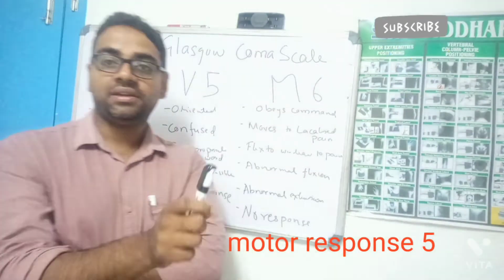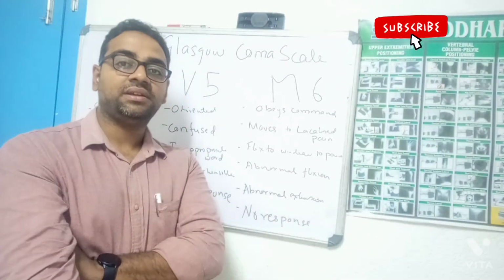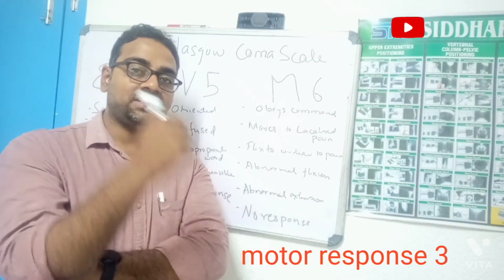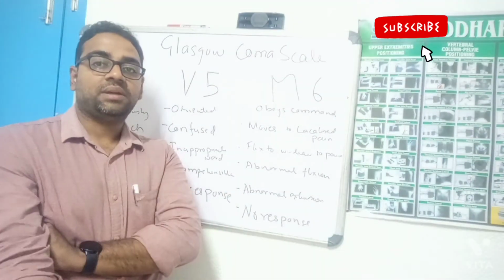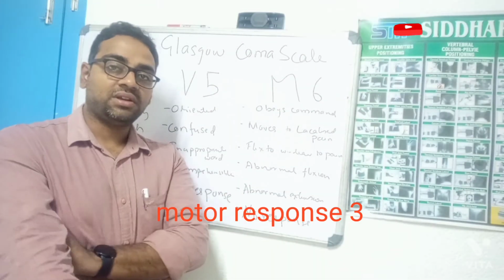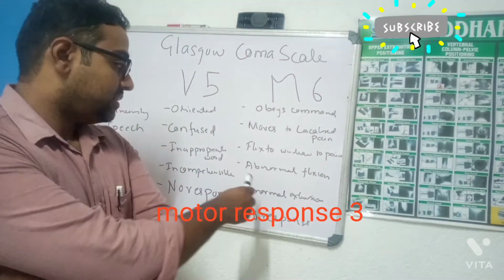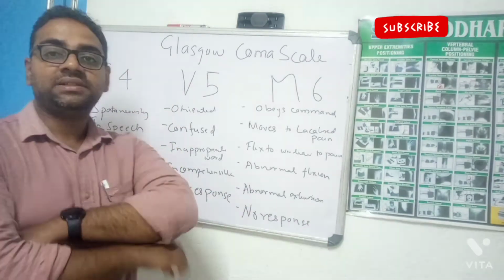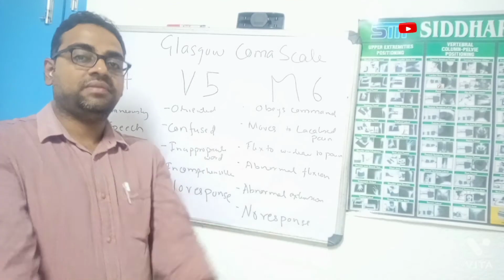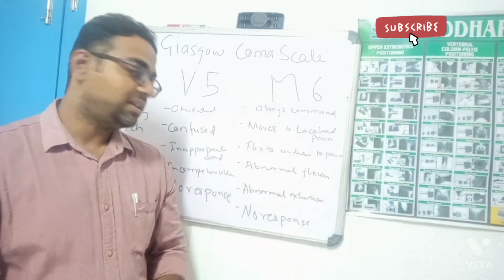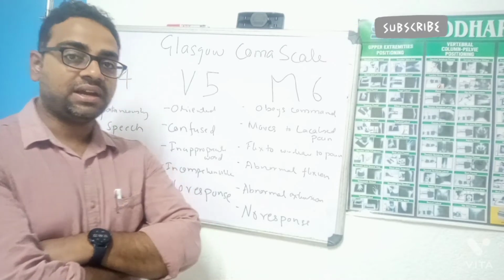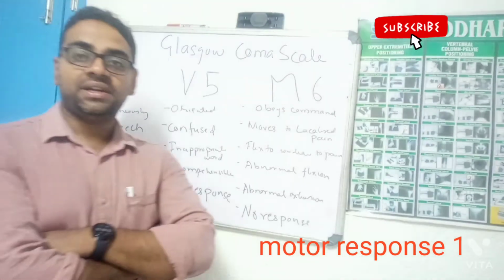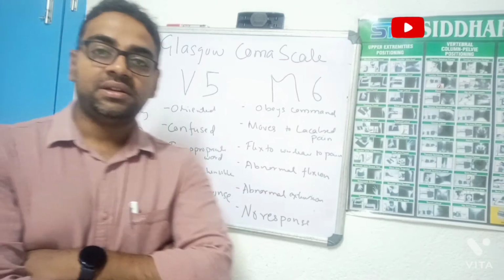Then if there is pain and he flexes his limb, then it is M4. Then abnormally withdraws the hand, not fully, then it is M3. And if after pinching he extends his hand, then it is abnormal extension, M2. And last is no response, that is M1. So there are E4, V5, M6.